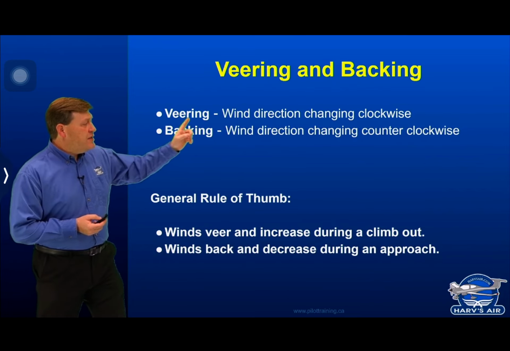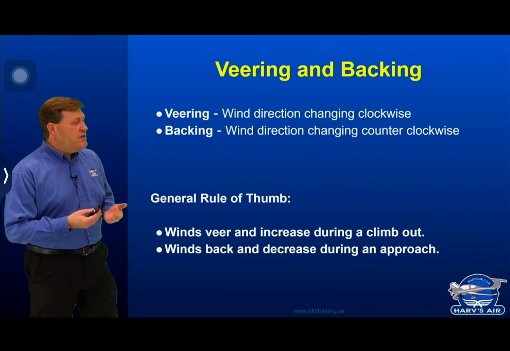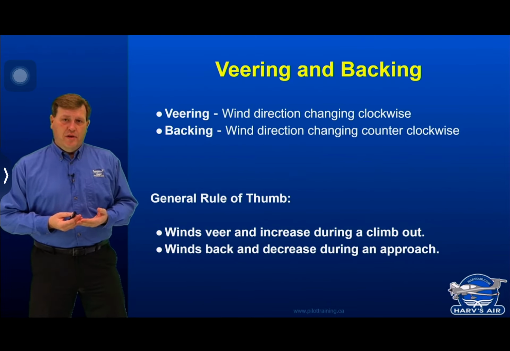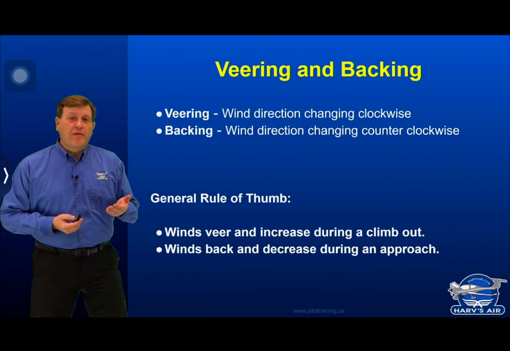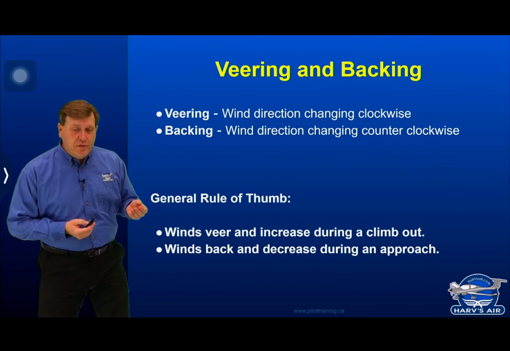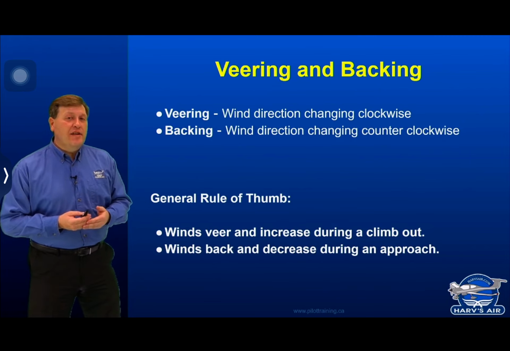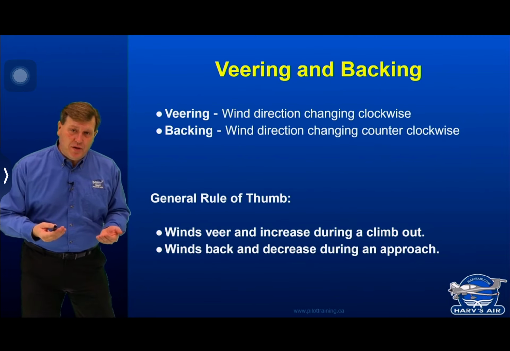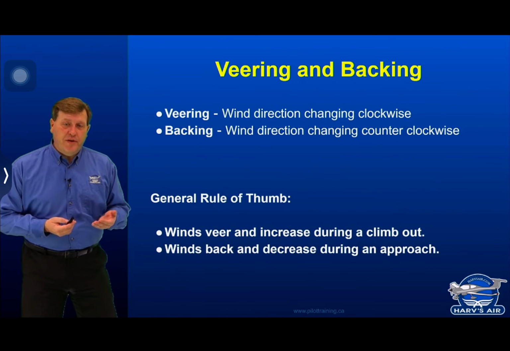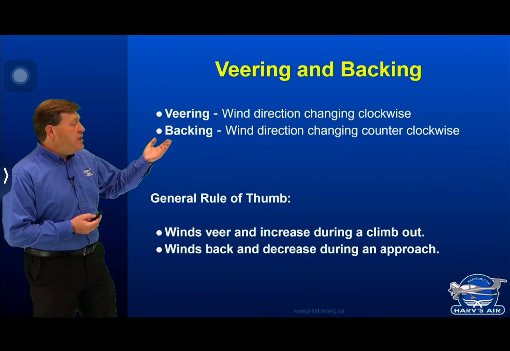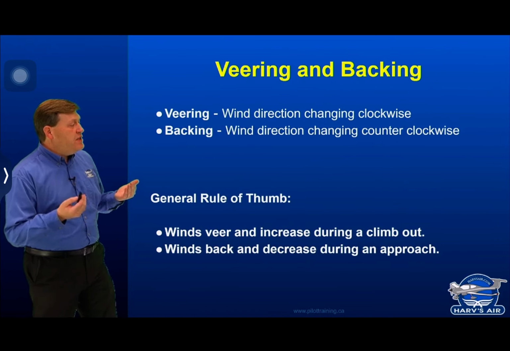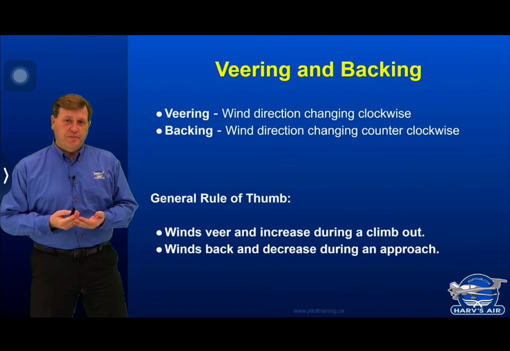Veering is a wind direction that changes clockwise. For example, if I have a wind that is blowing from a direction of 270, and as my airplane climbs, I find that it is blowing from 320, that is veering. Backing, conversely, is a wind direction that changes counterclockwise.